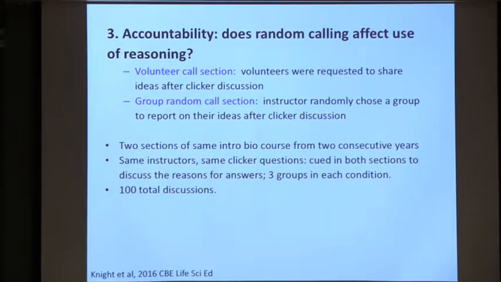So in order to study whether some accountability might make a difference, we designed an experiment where we had a set of students who were requested to share ideas after the clicker discussion. So everyone's talking, and then after everyone stops, the instructor would say, okay, who wants to tell me what their group was talking about? And they just ask for a group to volunteer their answer. Very friendly, same group always volunteers primarily, but it was just a way of getting people to talk from the audience. Versus a random calling method, where the groups determine their own groups.